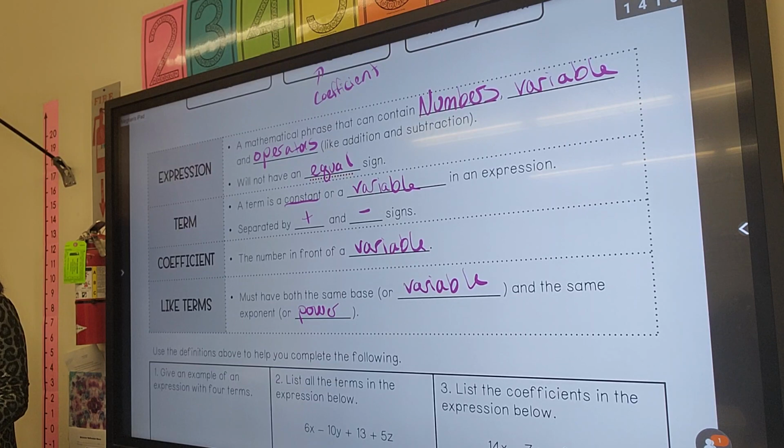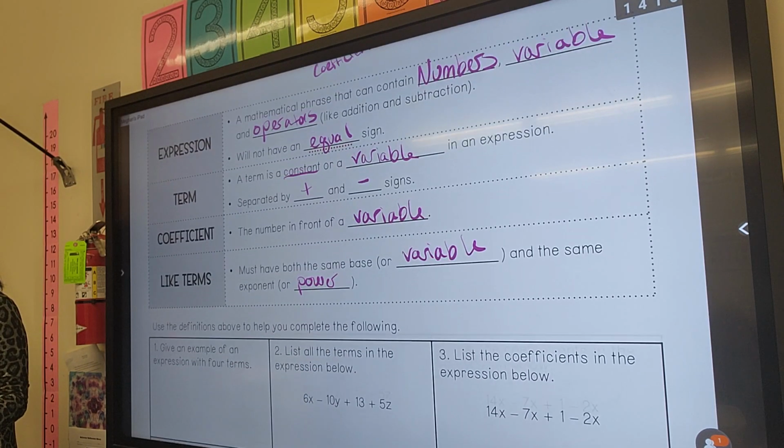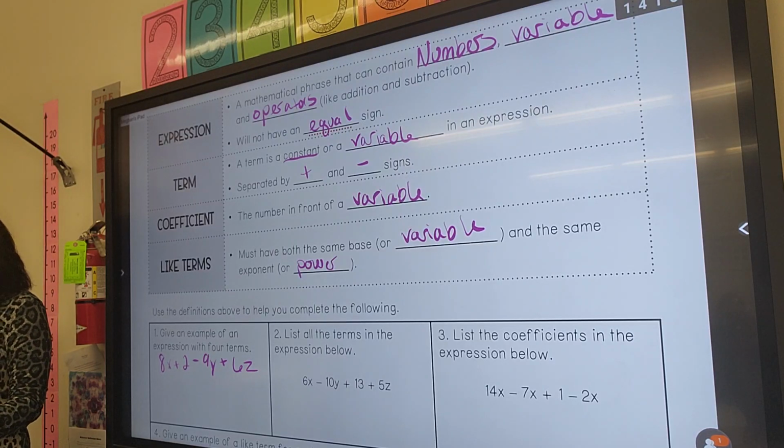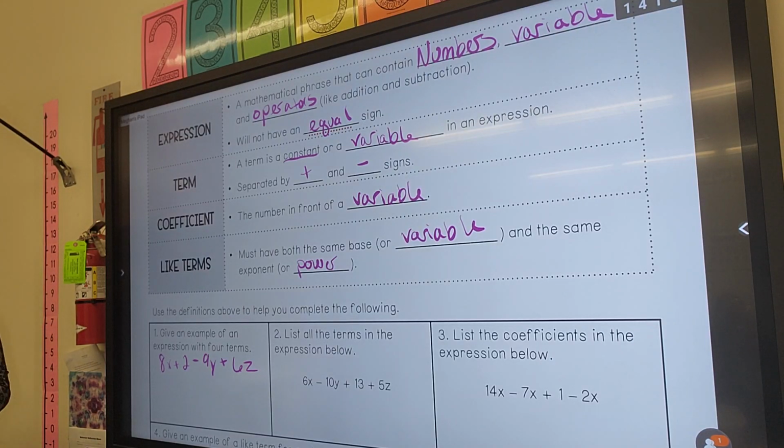So let's look at, you need to be writing this, please. Let's look at number 1. We're going to practice some examples. We're going to give an example of an expression with 4 terms. An expression, again, doesn't have an equal sign. 4 terms could be something like 8x plus 2 minus 9y plus 6z. We're not adding them up because they're all different terms. You can make them up if you want.